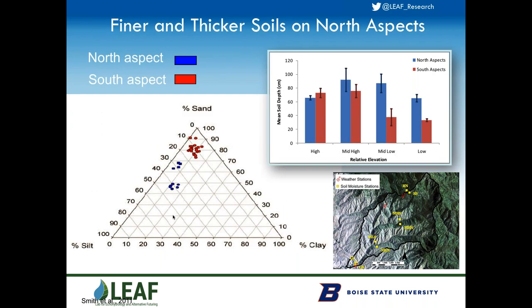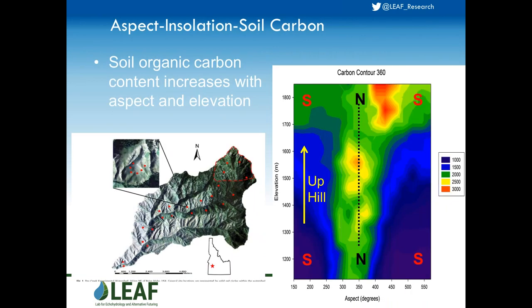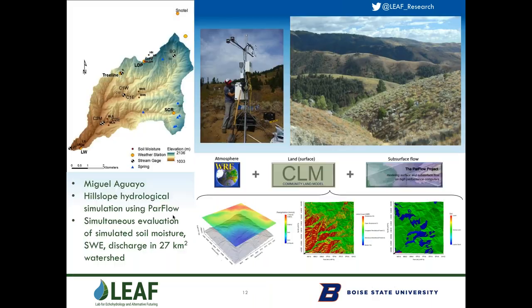And so our main point here is that there are lots of things at the surface and the subsurface that influence hydrologic response. This is just one more example in Dry Creek where student Mel Kunkel mapped soil organic carbon and demonstrated that, like soil moisture, that carbon is distributed. There's essentially more on the north-facing slopes than the south-facing slopes, and more at higher elevations than lower elevations.